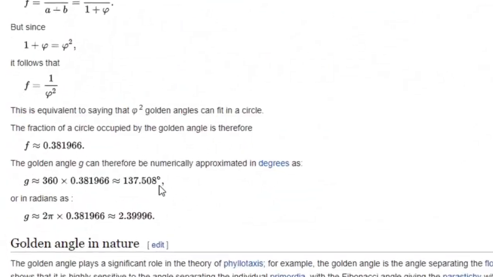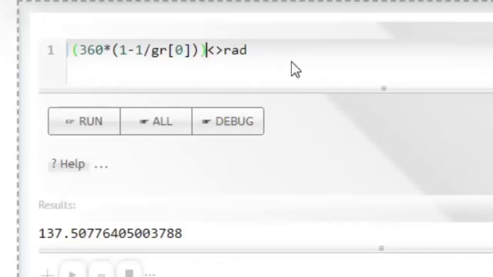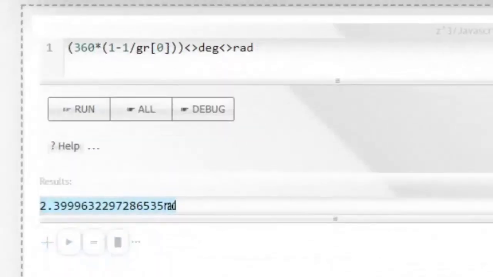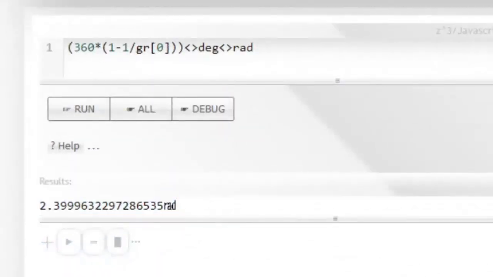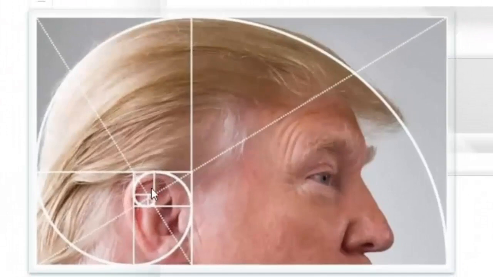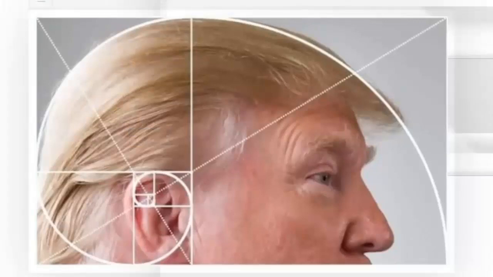And in radians, so let's first define this in degrees and then convert it to radians, and you will see that you get 2.3999 radians, and that's what the golden angle is. And the golden angle is seen all over the real world, starting from heads of state. The way that these spirals, this is a logarithmic spiral that is based on the golden ratio, whose growth factor is the golden ratio.